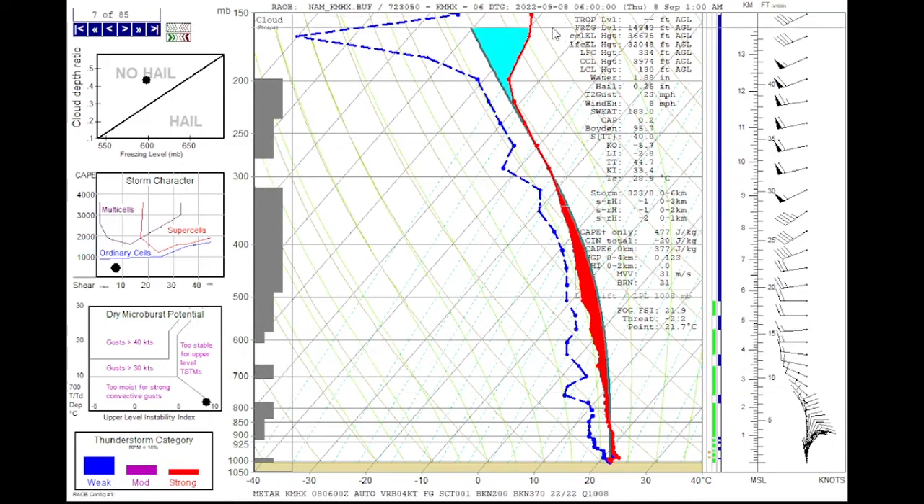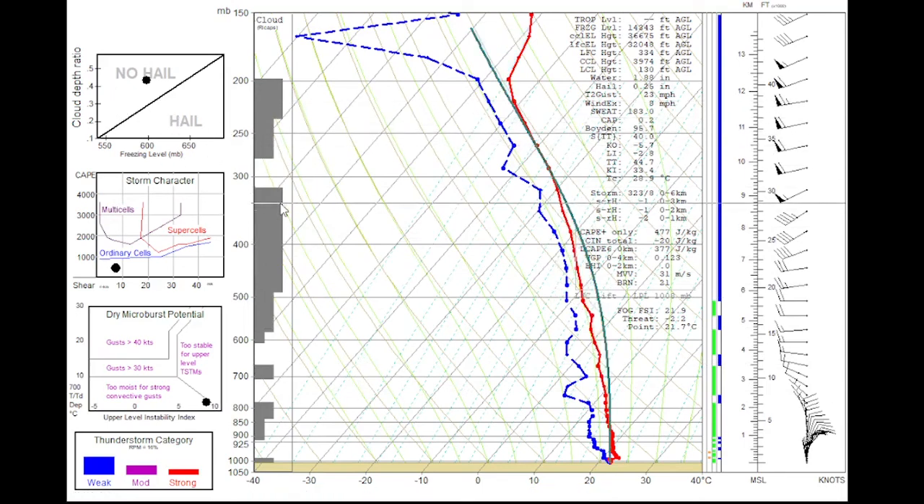So let's do an analysis on this thing. Let's see what we got. We can see where our CAPE is. We know we don't have enough energy for severe potential. Let's go to contrails. Where would your contrails be? 20,000 feet or higher, or actually 200 millibars or higher. So that would be up 38,000 feet or higher. If you had aircraft in that area, they would leave contrails.